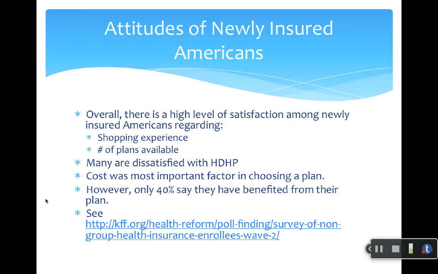Now, what are the attitudes of these newly insured Americans? Overall, what the research shows is that there's a high level of satisfaction in certain areas: the shopping experience, the number of plans available, the amount of choice that consumers were able to make. Many were unhappy with the fact, though, that there is a high level still, even though there's a cap of $2,000 or $4,000 for these high deductible health plans. Many were still dissatisfied with the amount of either deductible cost or cost sharing. And so what people say is that cost was the primary factor in choosing a plan. How much out-of-pocket cost were they going to have, or how much would their monthly premium be?